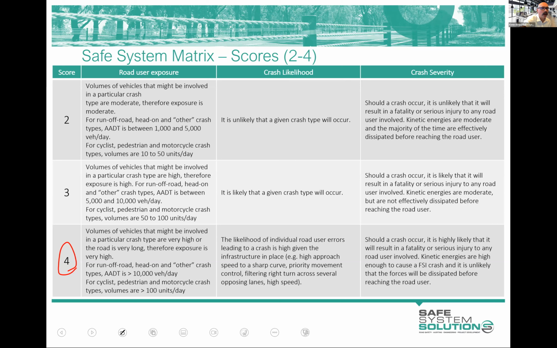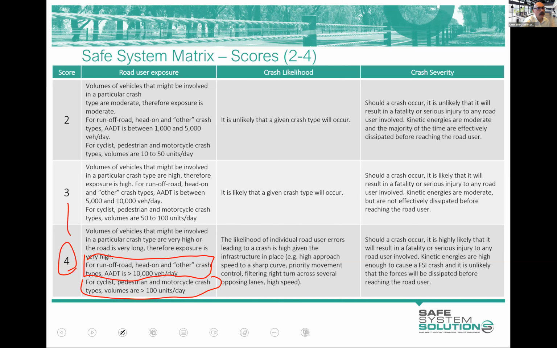For run-off road, head-on, and other crash types, AADT is greater than 10,000 vehicles a day. Now, that's the key bit, that is your key bit of information: greater than 10,000 vehicles a day. For pedestrian, cyclist, and motorcycle crash types, greater than 100 units a day. But we've said it's 4,000. So is 4,000 greater than 10,000? No, it's not. So we'll go down.